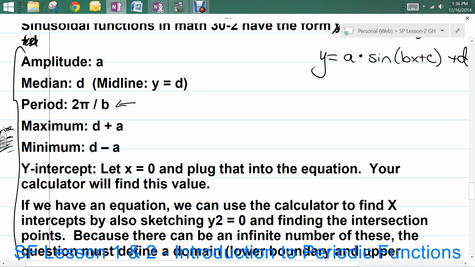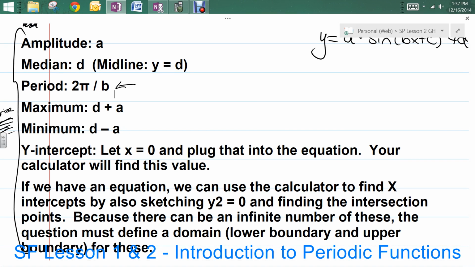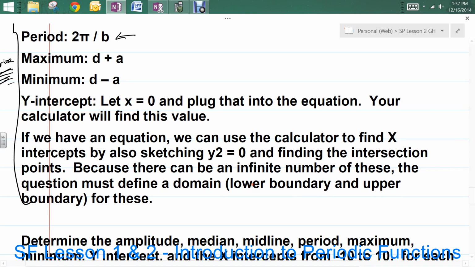The maximum is the d value plus the a. The minimum is the d value minus the a. For the y-intercept, you let x equal 0, plug it in, and type it into your calculator. Provided you're in the right mode, it'll give you the y-intercept. X-intercepts you're going to do graphically. We're not looking at it algebraically.